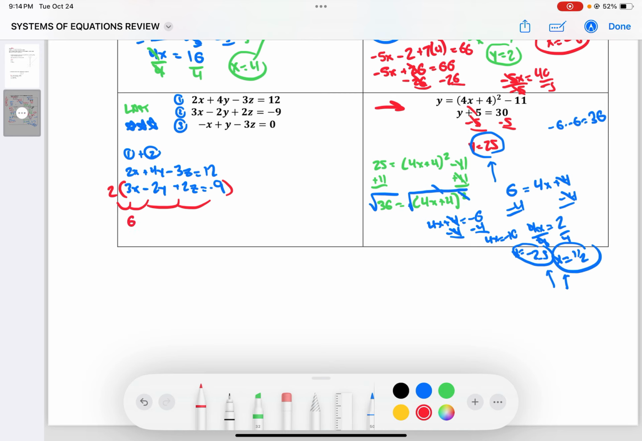2 times 3x is 6x. 2 times negative 2y is negative 4y. There's that pair of opposites that I want. 2 times 2z is positive 4z. And 2 times negative 9 is negative 18. All right, don't need to concern myself with that equation because I made a new one. We'll add them together. 2 plus 6 is 8x. Y's cancel out. Negative 3 plus 4 is positive 1z. And 12 minus 18 is negative 6.